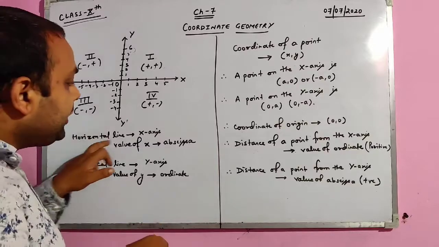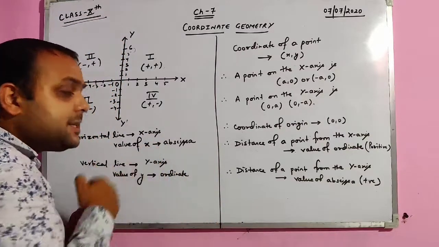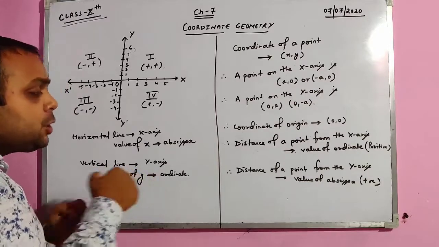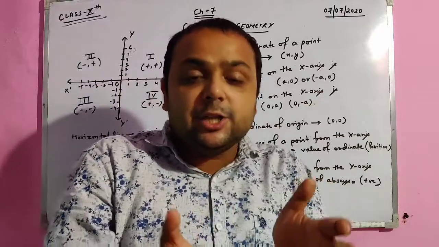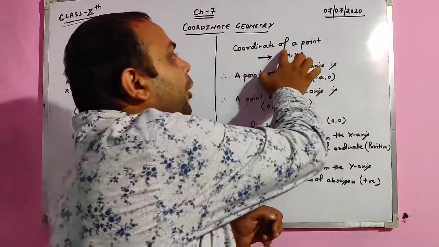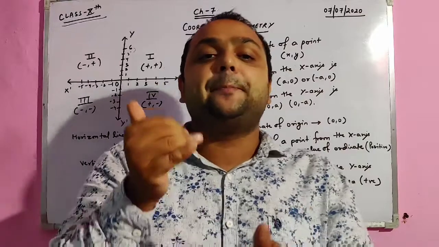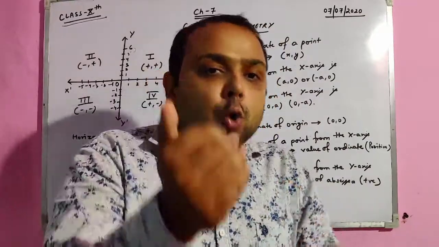Now the horizontal line we all know is the x-axis. The value of x is the abscissa. The vertical line is the y-axis and the value of y is the ordinate. When we combine x and y, it is together called the coordinate of a point, that is x comma y, where x is the abscissa value and y is the ordinate. Together they are called coordinates.